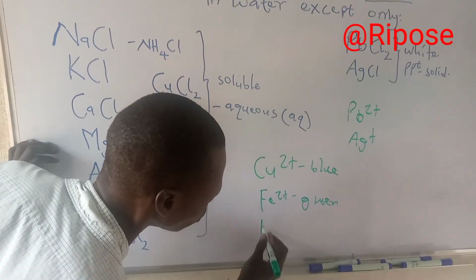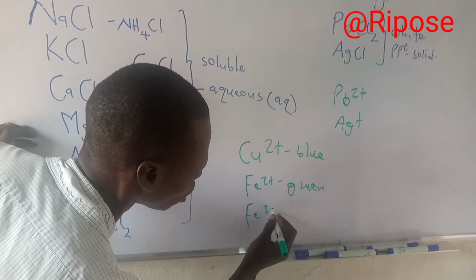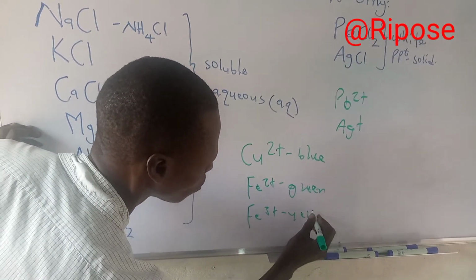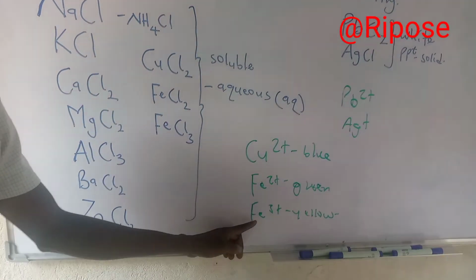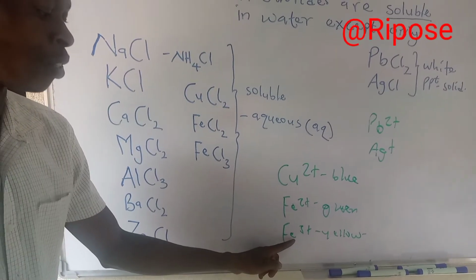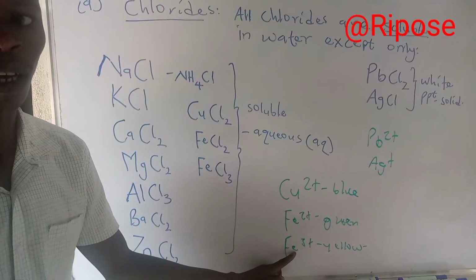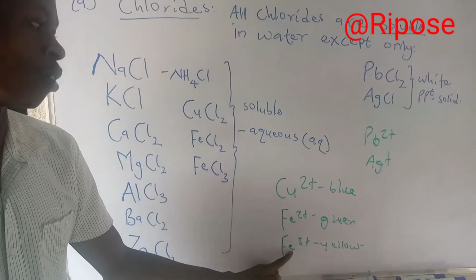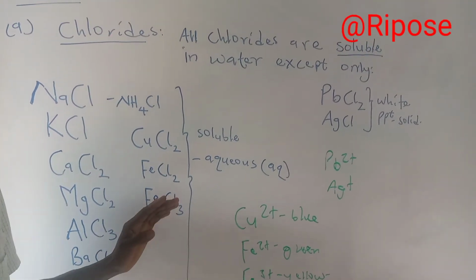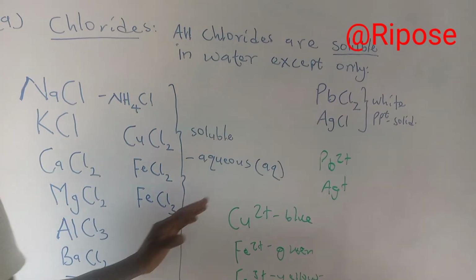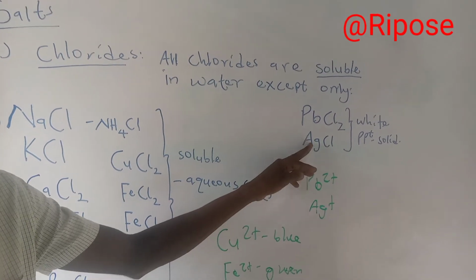We have iron 3. Iron 3 is yellow. Since all chlorides are soluble, the one for iron 3 chloride dissolves in water, forming a yellow solution. That is how we can see the solubility. All chlorides are soluble in water, except only these two, lead chloride and silver chloride.